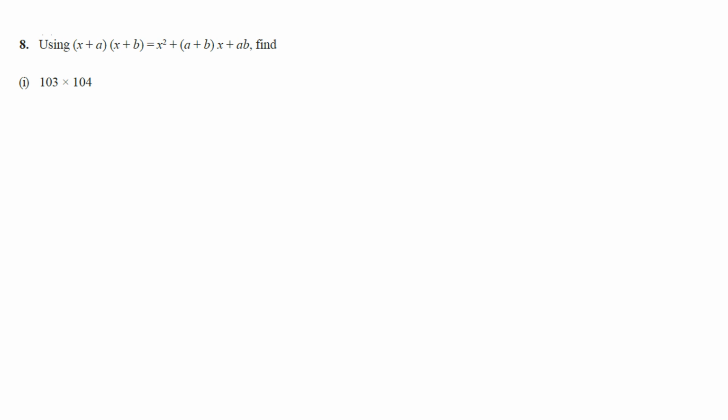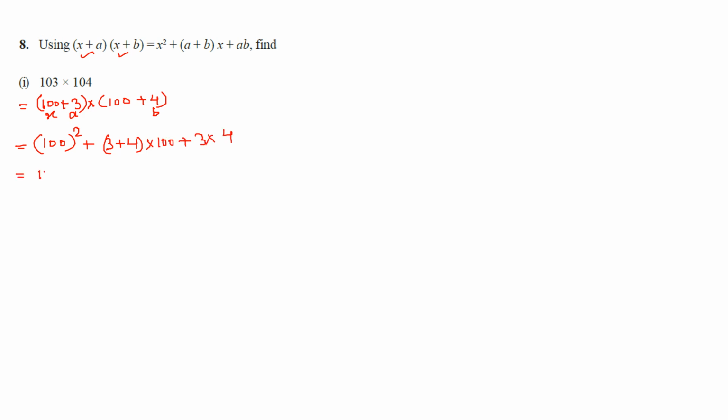So 103 I can write as 100 + 3 and 104 as 100 + 4. Now you can see it is in the form of (x + a)(x + b), where x is 100, a is 3 and b is 4. Now you have to use the identity. So x² means 100², plus (a + b), which is 3 + 4, times x, which is 100, plus 3 into 4.